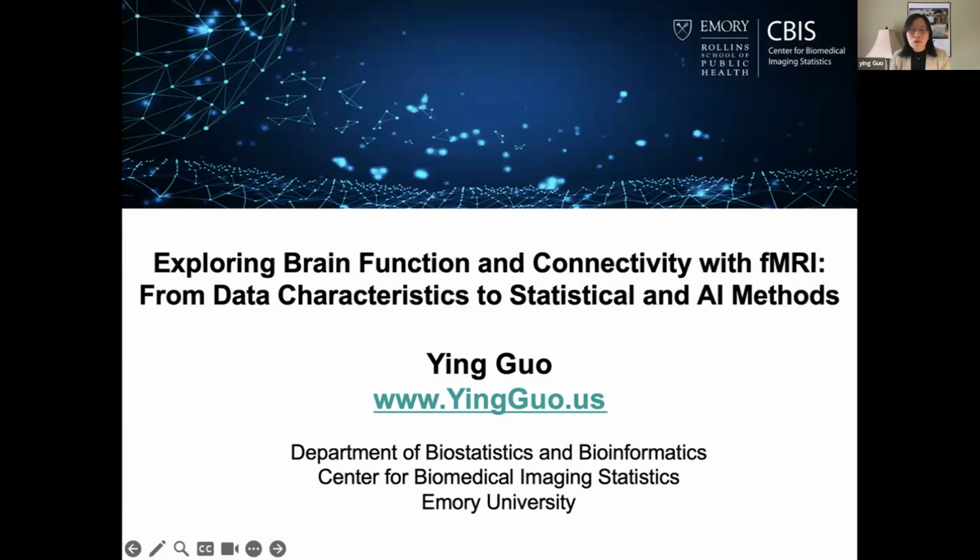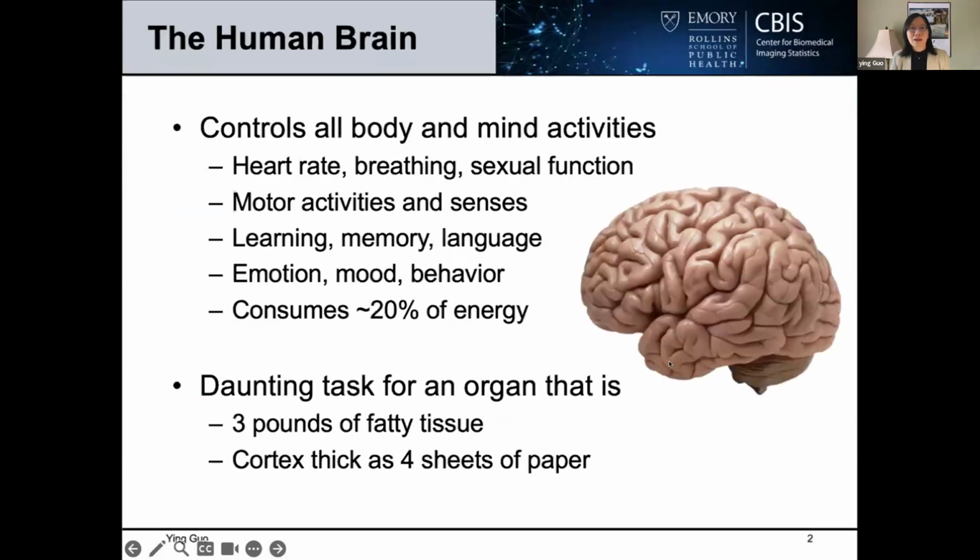So today I'm mainly going to focus on exploring brain function, especially connectivity using fMRI. And I'm going to cover the topics from data characteristics to the downstream analysis. Okay, so our interest here is to study the human brain, which is a very complex organ, the most complex organ in our body, and controls all our body's mind and activities, from very primitive motor functions to high order cognitive functions.